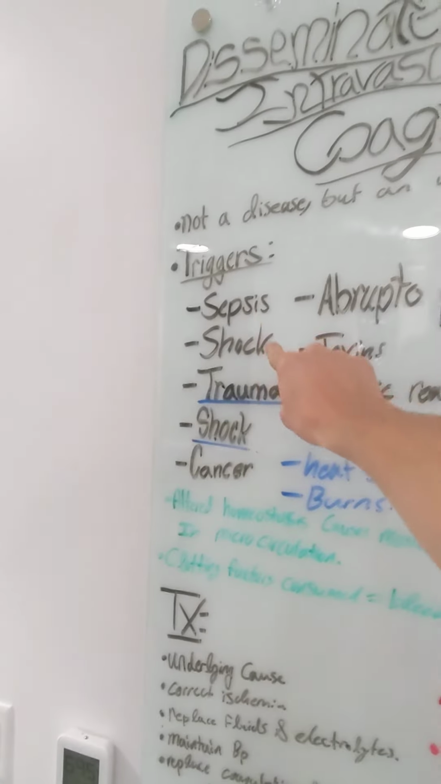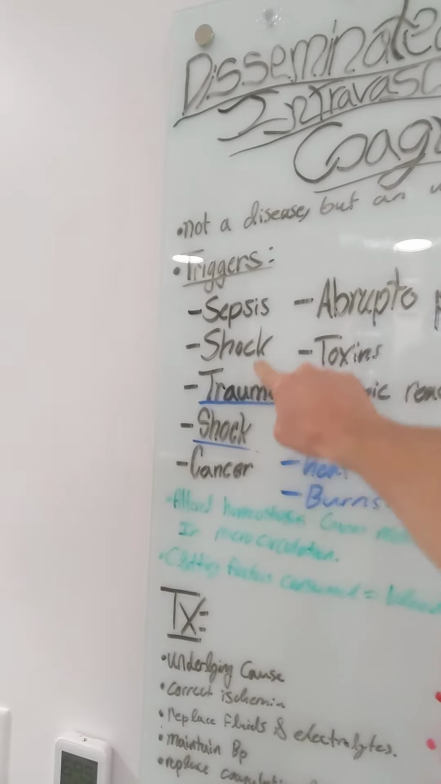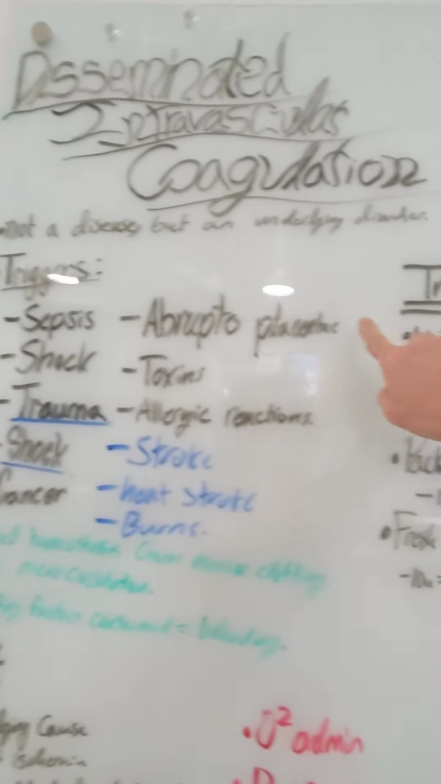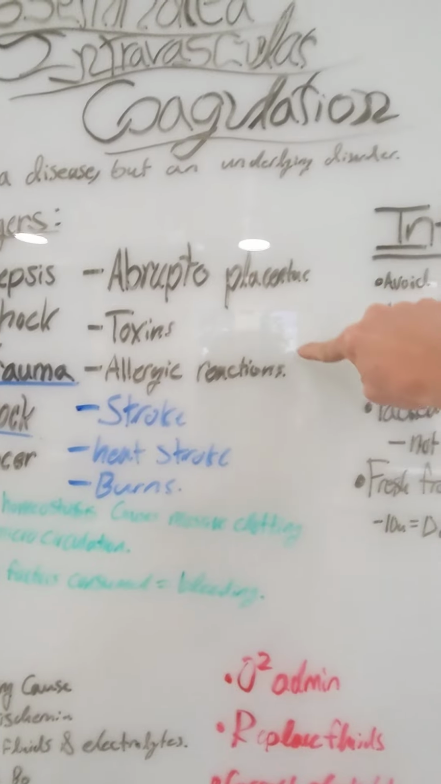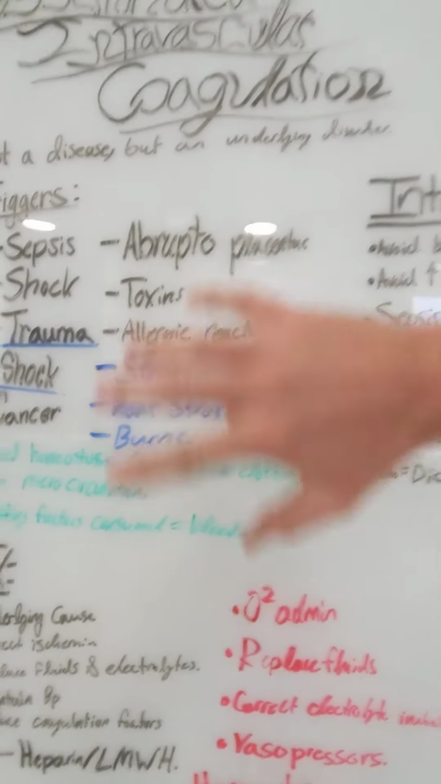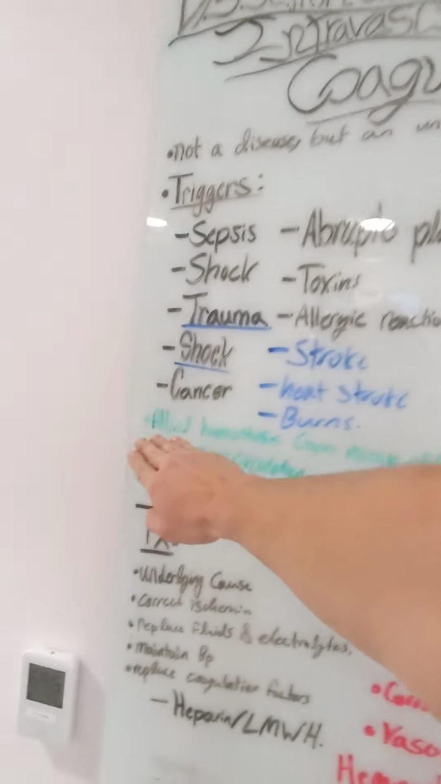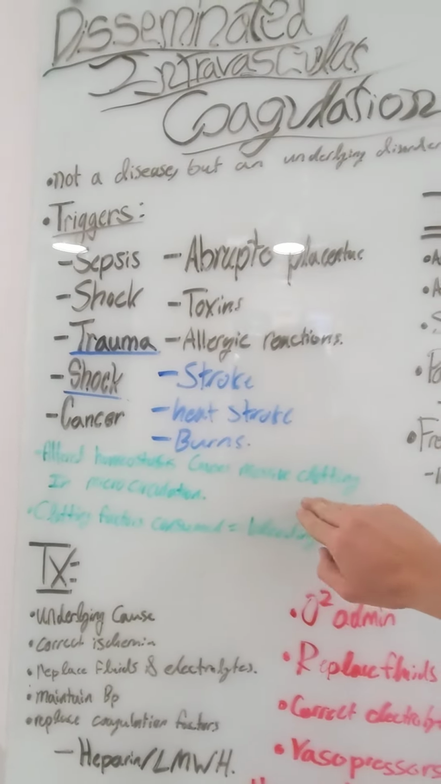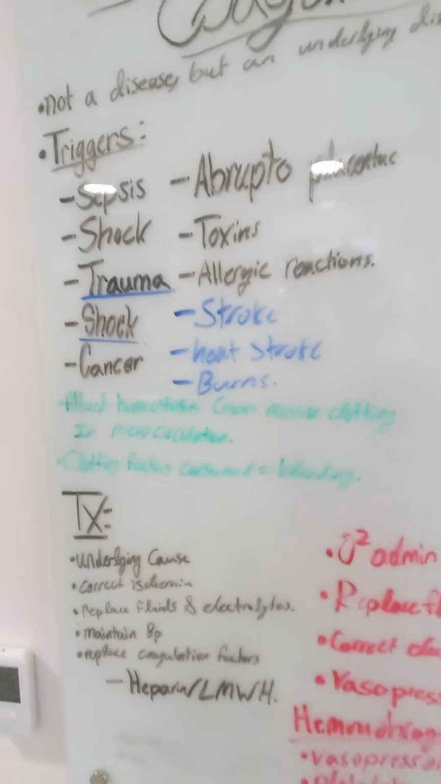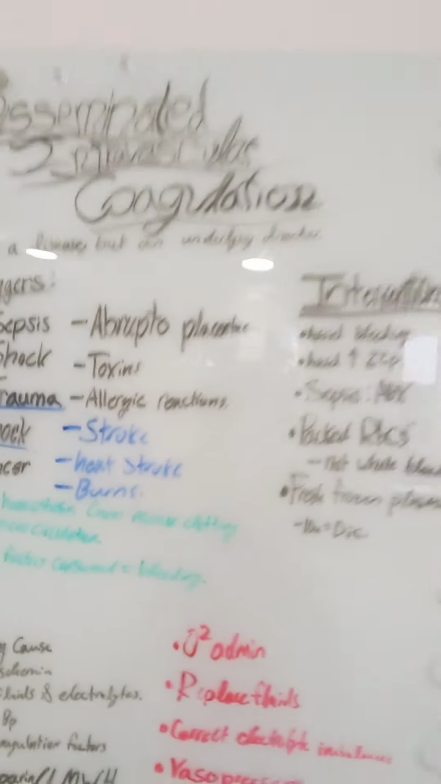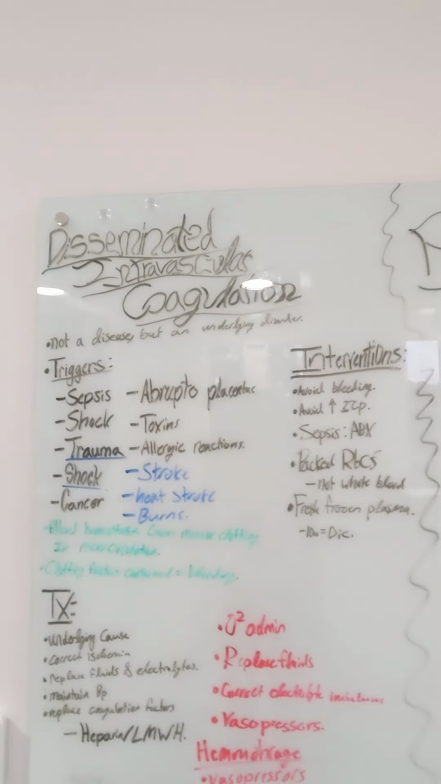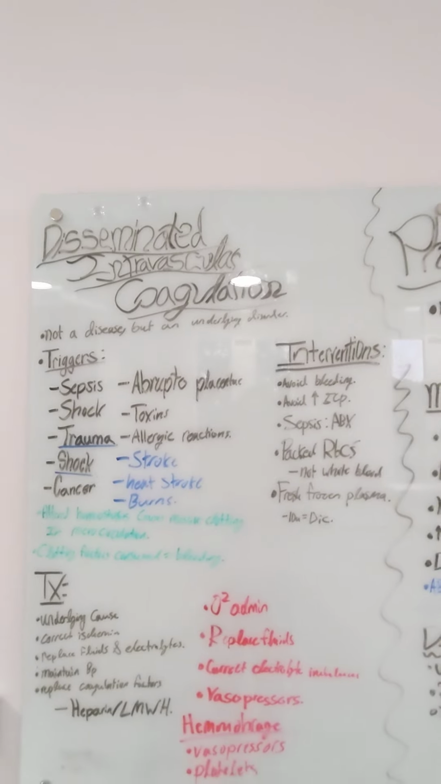Triggers: sepsis, shock, trauma. Shock's on here like 3 times. It's very important. As you can tell, I'm rushed. Cancer, abruptio placentae, toxins, allergic reactions, stroke, heat stroke, burns, all that stuff. And altered homeostasis causes massive clotting in the microcirculation, but the clotting factors are being consumed, so that means bleeding. So this is an oxymoron. There are going to be better videos on this, but this is just showing what I'm going over for class.